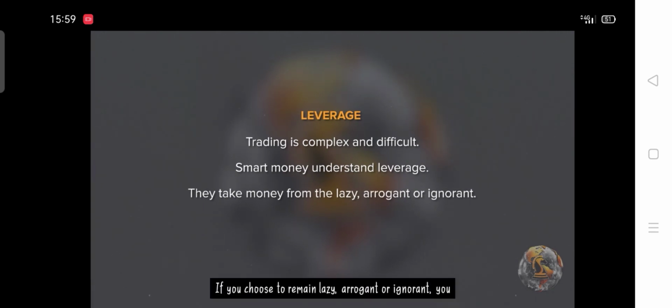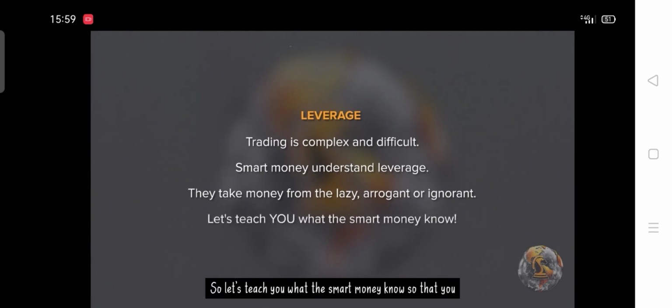If you choose to remain lazy, arrogant, or ignorant, you will lose money and you will not make it in trading. So let's teach you what the smart money know so that you can compete on a level playing field with them. First, let's talk through some terms in leverage.